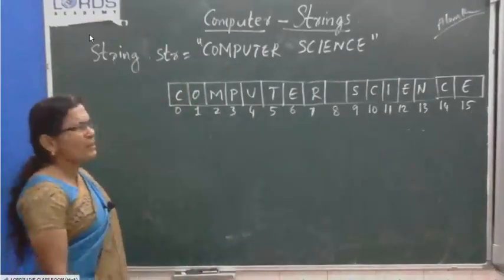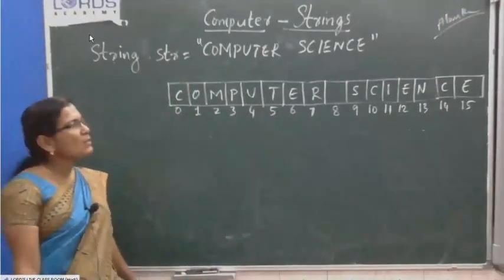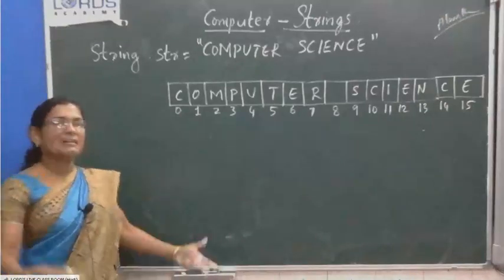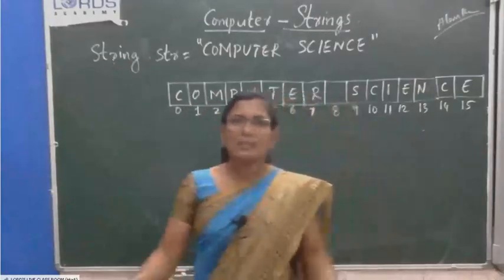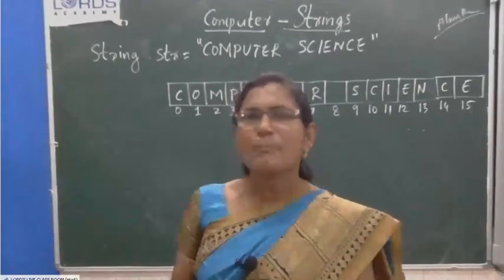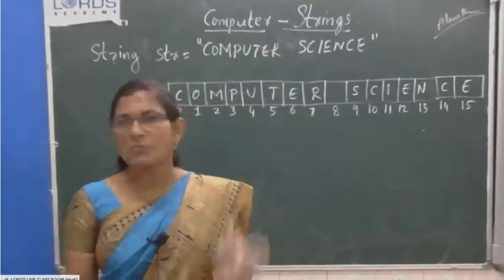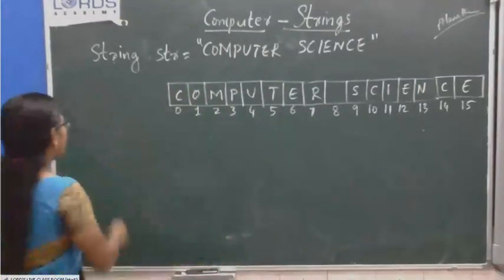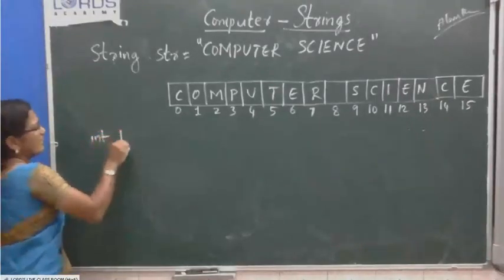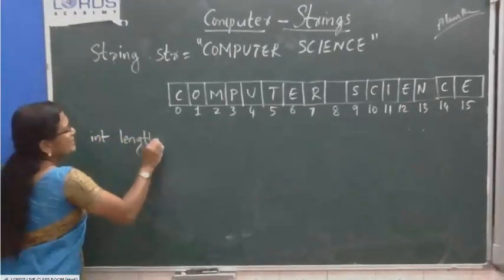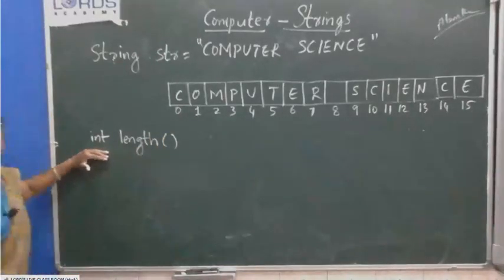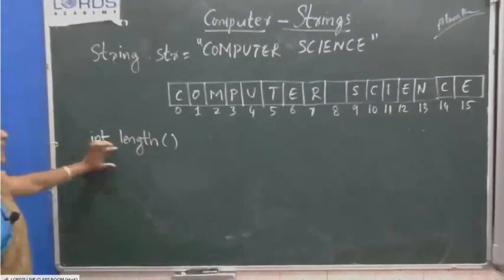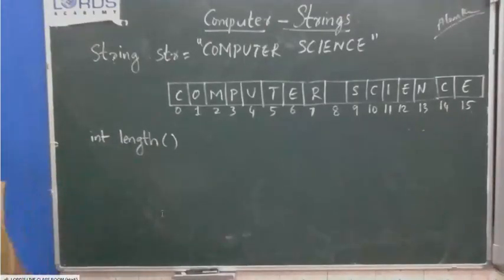So, now we will learn some of the functions to extract characters from the string, to find out the length of the string, to extract a group of characters from the string, to convert the string into capital letters and all. There are many inbuilt functions. Let us see the first function. First function is int length. There is a function defined in the string class. Int means this is the return value of this method. Length function will return an integer value.